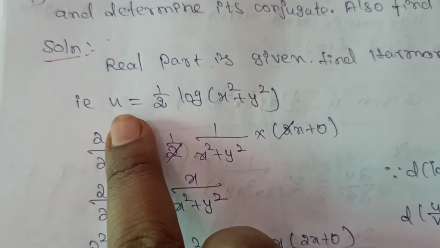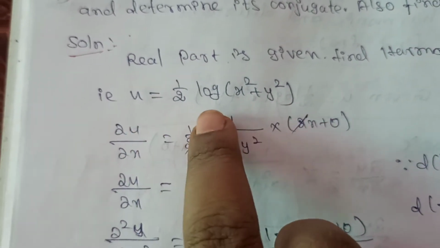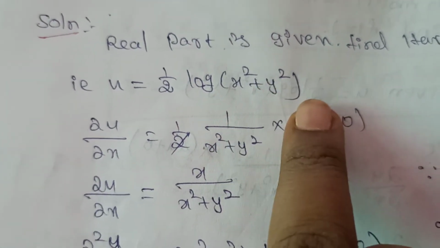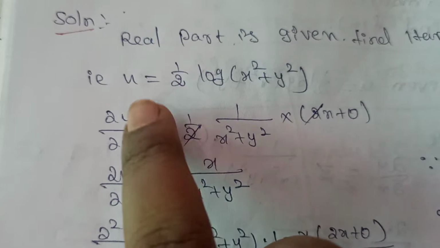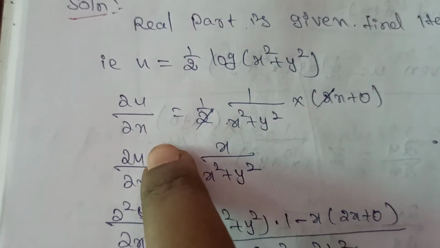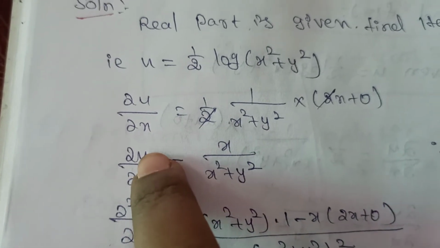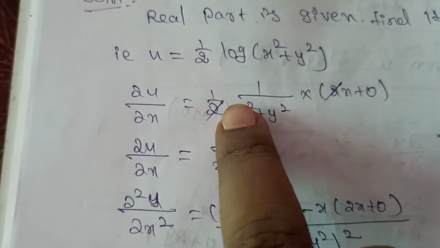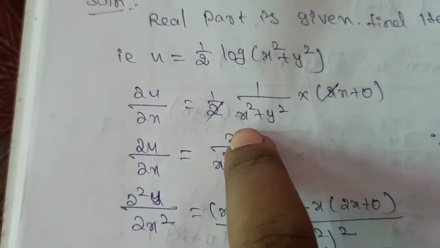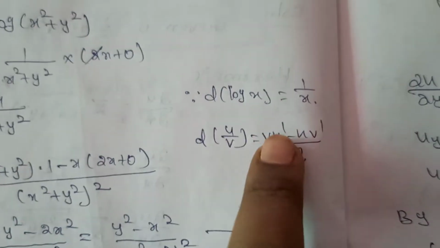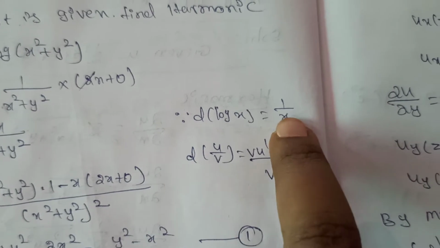First you take the real part, u, which is equal to 1/2 times log of x² plus y². You take this equation, first find ∂u/∂x, partial with respect to x. That is ∂u/∂x equals 1/2, constant taken outside, 1/2 into the differentiation of log; you know the formula, 1 by x.